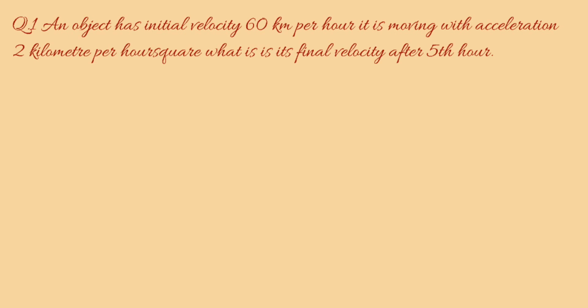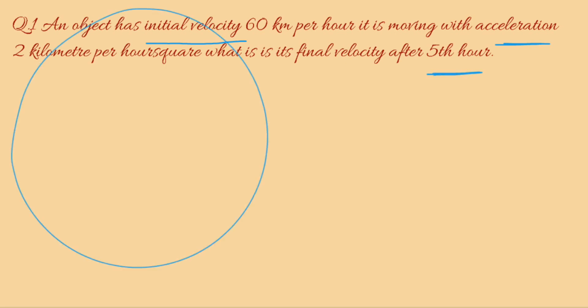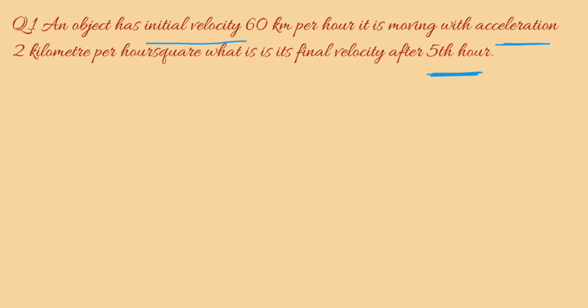Now we will solve some questions related to acceleration. See, in this question, an object has an initial velocity and is moving with acceleration, which means acceleration is given. What is the final velocity after the fifth hour? That means time is given. So we can write what is given to us.